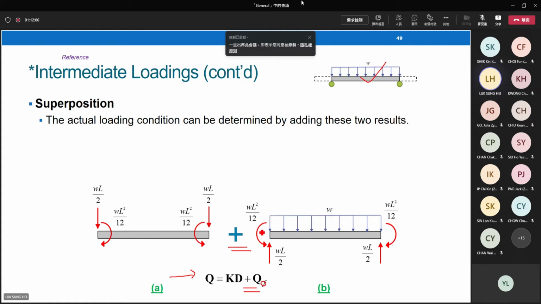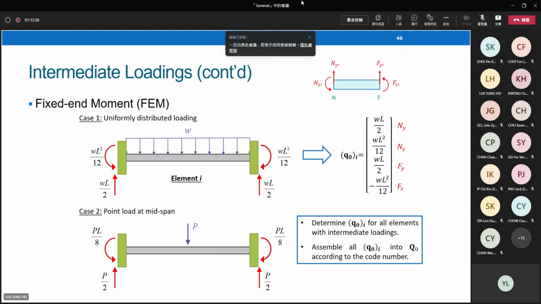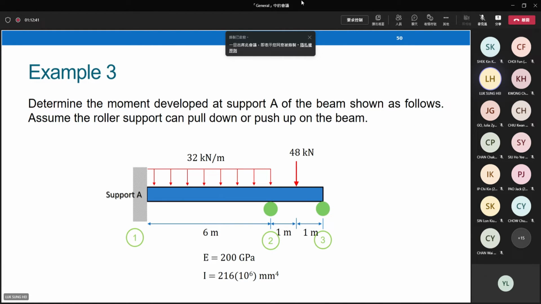Here you can turn this to 0. F means fixed end moment, but to make the symbol consistent, you may call the second term on the right-hand side Q0. So actually, this equation comes from superposition. Break down a complex problem into two simple cases, and then combine them together. But more important is to understand how to use this equation to solve our beam problems. There is one example to illustrate how we can use these equations.